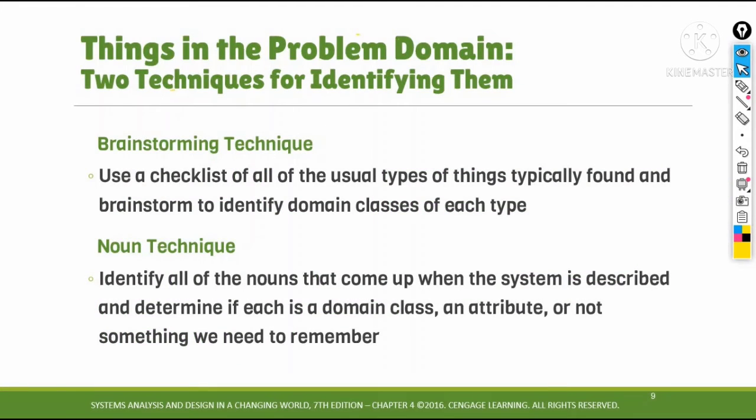So there are many techniques for identifying the important things in the problem domain that the system needs to remember. Two of them are introduced in this lesson, the brainstorming technique and the noun technique. The brainstorming technique uses a checklist of all the usual types of things typically found and brainstorms to identify domain classes of each type. And the noun technique identifies all of the nouns that come up when the system is described and determines if each is a domain class, an attribute, or not something we need to remember.